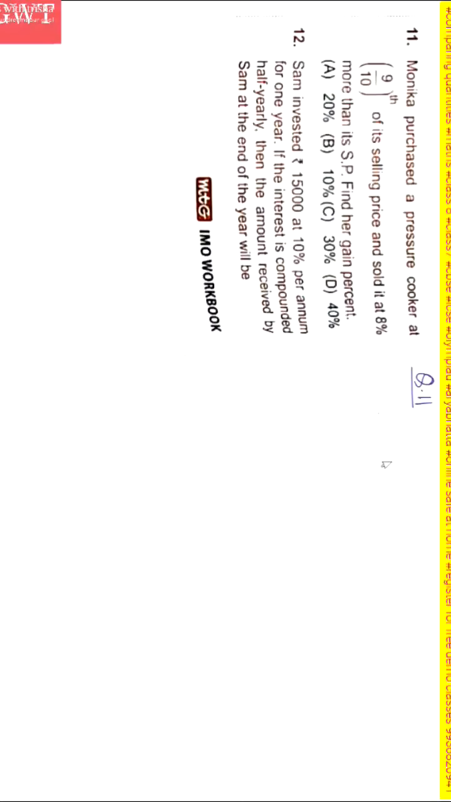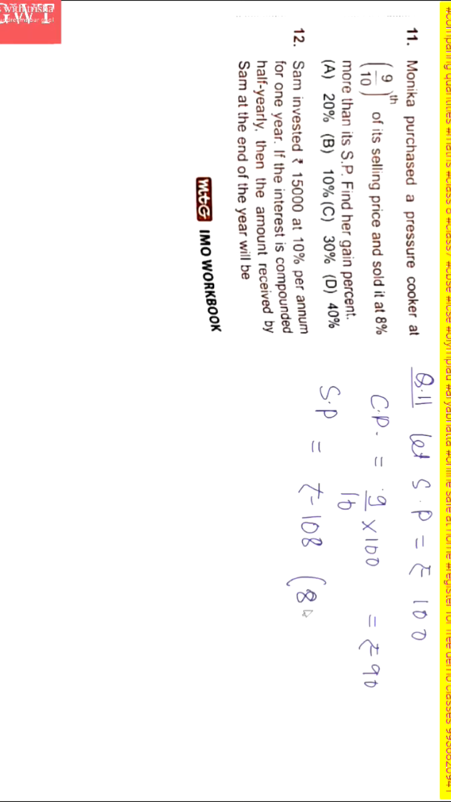Okay, so suppose I say that let the selling price be rupees 100. So cost price will be how much? It will be 9 by 10 into 100, or I can say rupees 90. And SP, that is the selling price, it is rupees 108, since they are talking about 8% more than 100, that's why it becomes 108.